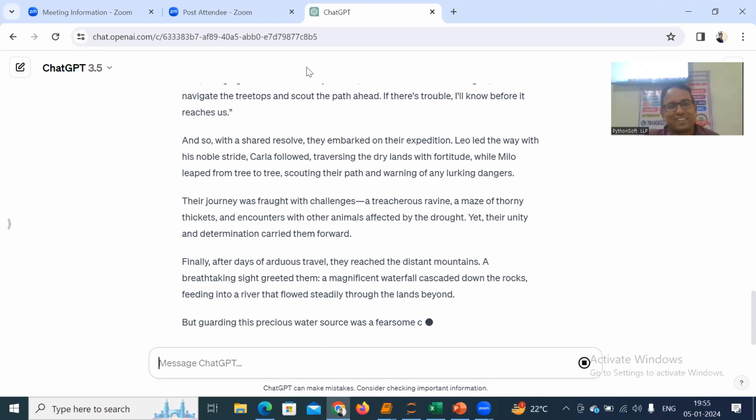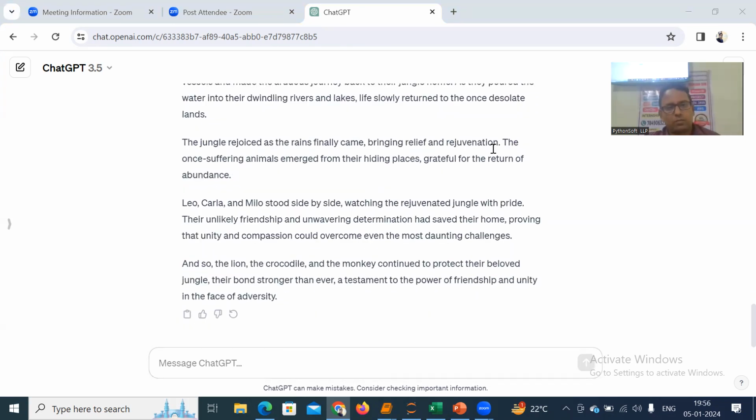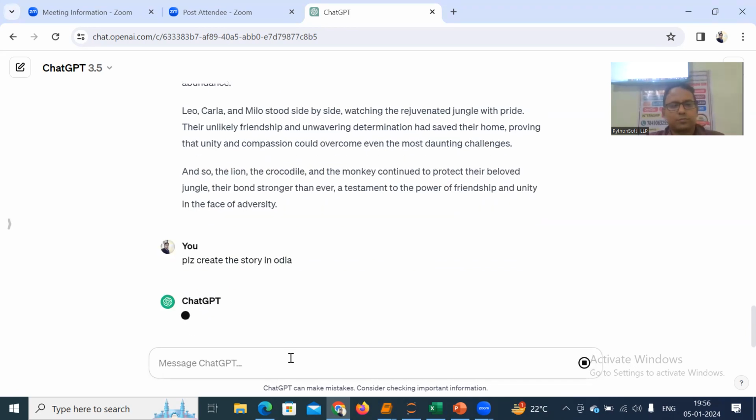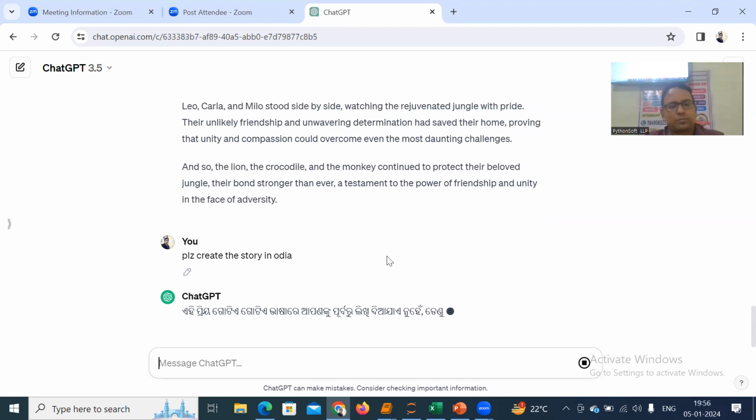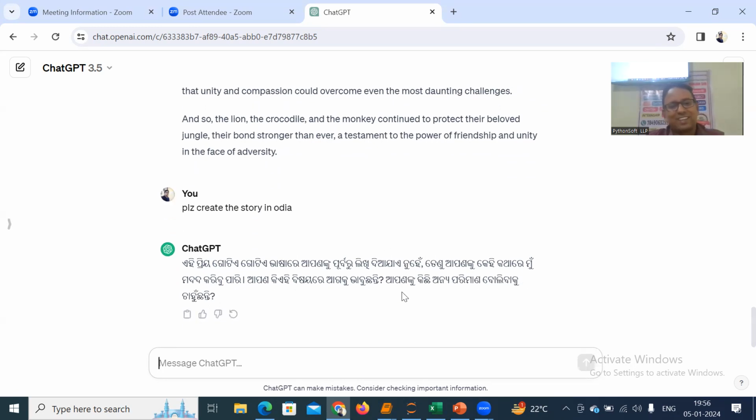Are you getting it? So it created a story for me. I will ask, okay, please create the story in ODL. So it's creating an ODL story. Okay, so if you give some characters, you can generate a story in ODL also. It's a very powerful tool. If you can use it, that will be very effective for you. Your working time will be very, very less.